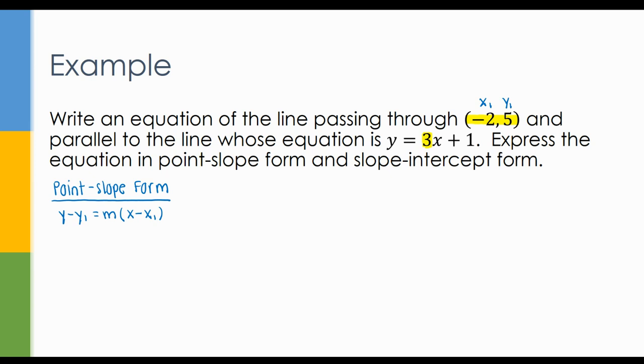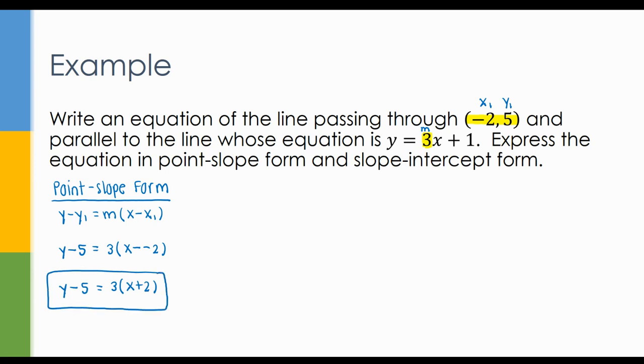Well, we just talked about the fact that parallel lines have the same slope. So I'm not going to have to change that number. 3 is my slope. So that's my m. So I have everything to substitute it in. So we're going to have y minus 5 equals 3 times the quantity of x minus -2. Because I have back-to-back negatives, I'm going to simplify that. So we'll still have y minus 5 equals 3 times the quantity x plus 2. So there's my first answer.